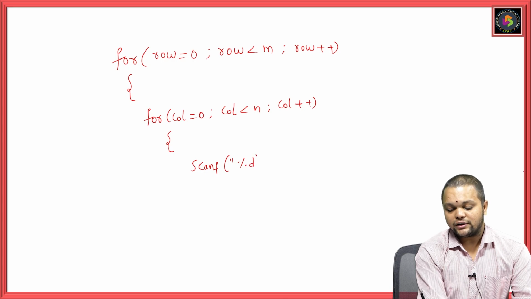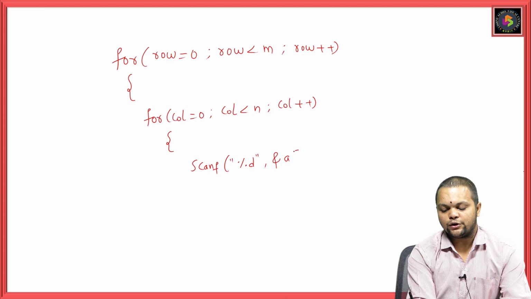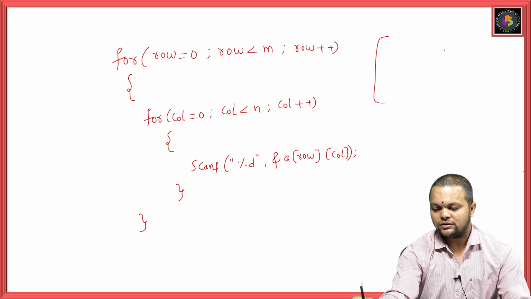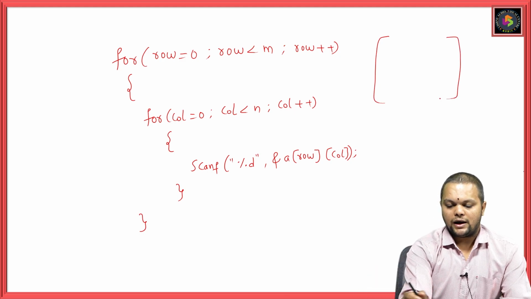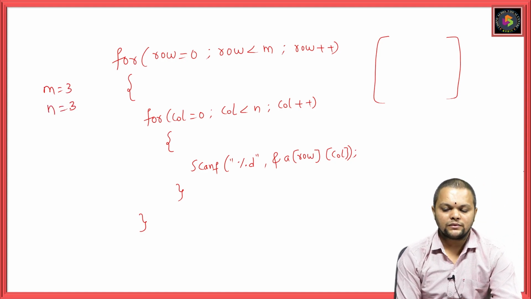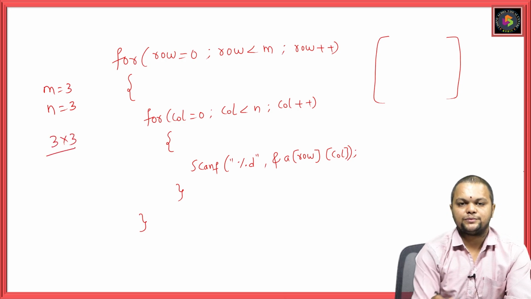percentile d, as we are taking integer values I am taking it as percentile d ampersand a of row, second thing is column. I am just taking in this way. I will give size of m as 3, size of n as 3. That means this matrix will be a 3 by 3 matrix.